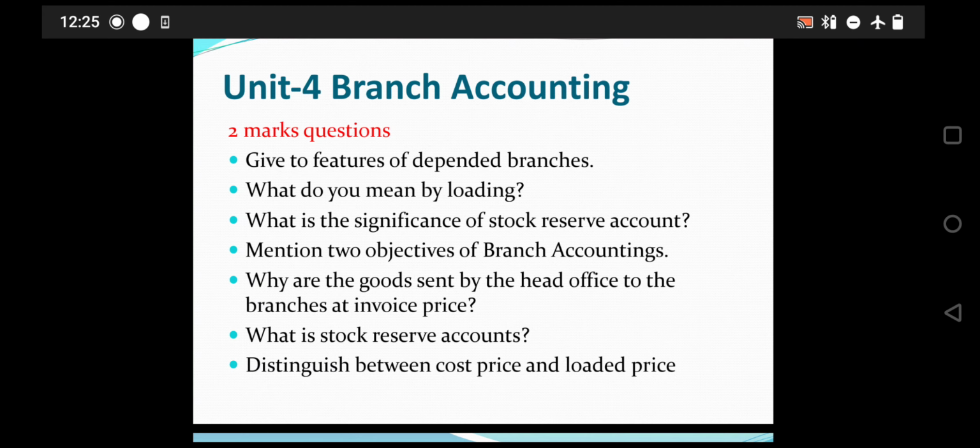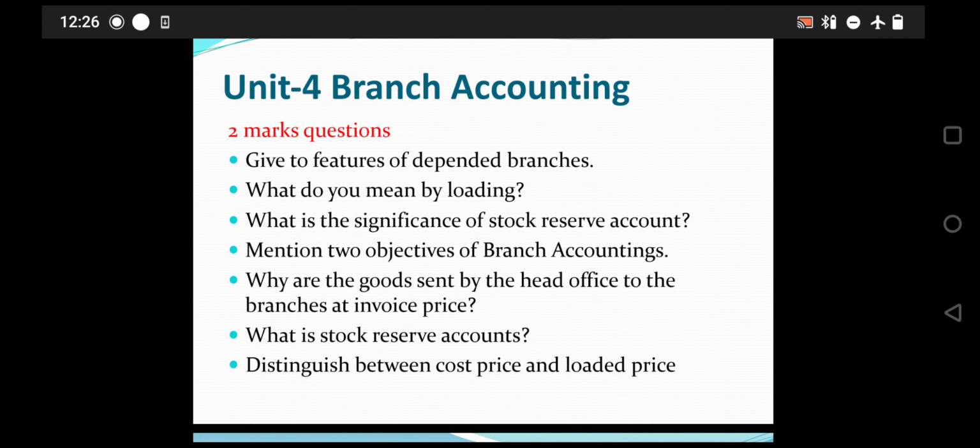And loaded price is another name for invoice price, or we can even call it inflated price. Inflated price or loaded price is a price which is always adjusted to know the selling price, and it will always be above the cost price. Suppose cost price is 10 rupees, then the loaded price will be 11 rupees or 12 rupees, and the head office will send the goods to the branch office at loaded price to match with the inflation. This is what you should know.